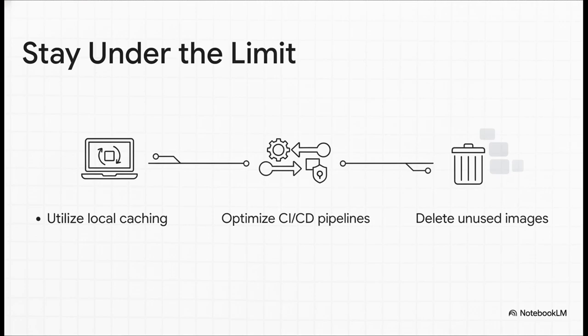First, heavily utilize local caching so you aren't just needlessly pulling the exact same base images repeatedly over the network. Second, configure your CI/CD automation pipelines so they pull images only when absolutely necessary, rather than triggering a massive pull on every single minor code commit. And finally, get into the habit of performing regular cleanups. Nuke those outdated or unused images to free up space. It makes your overall account usage way easier to manage.